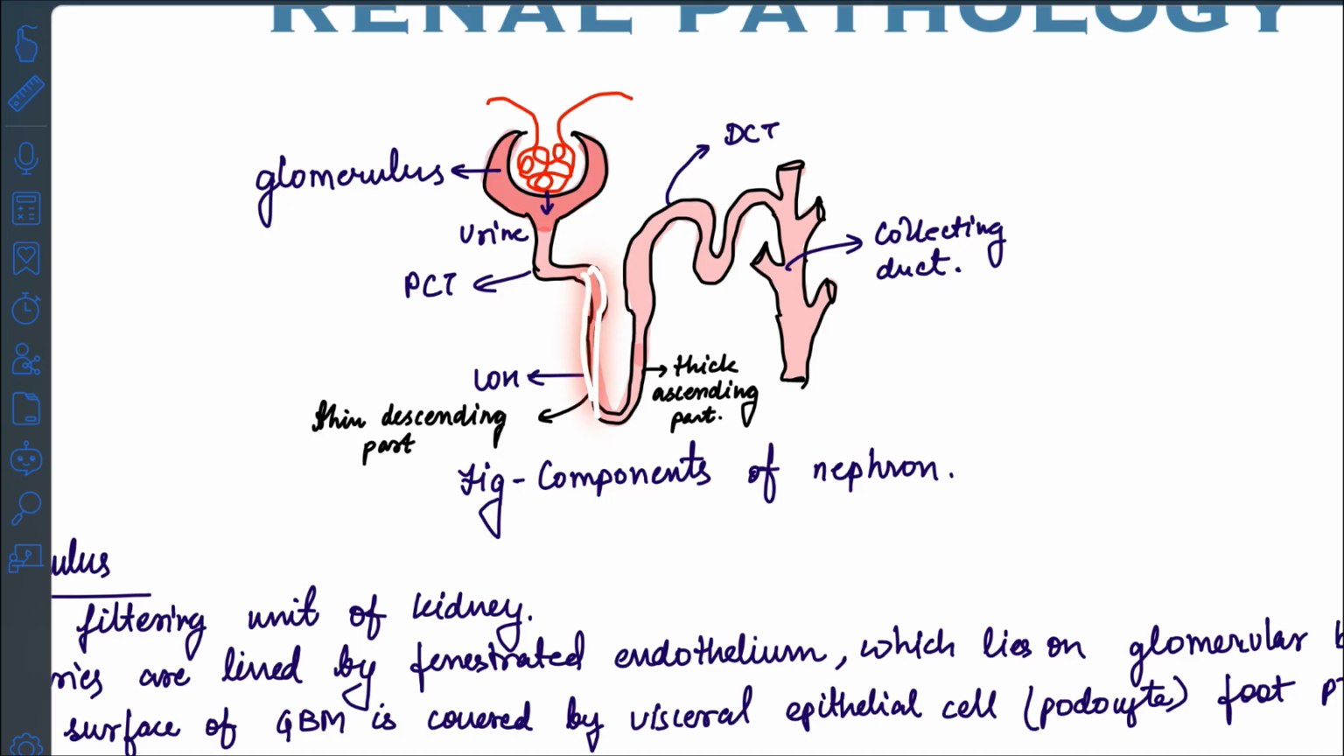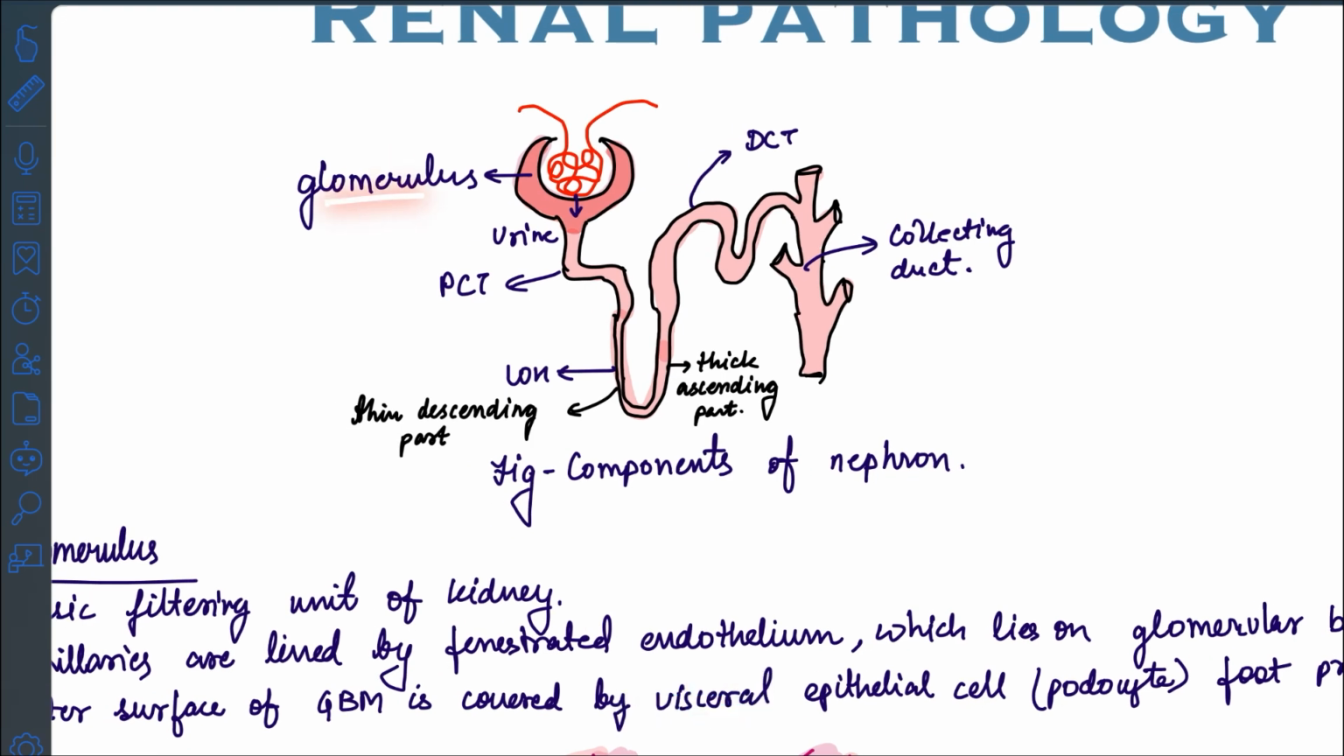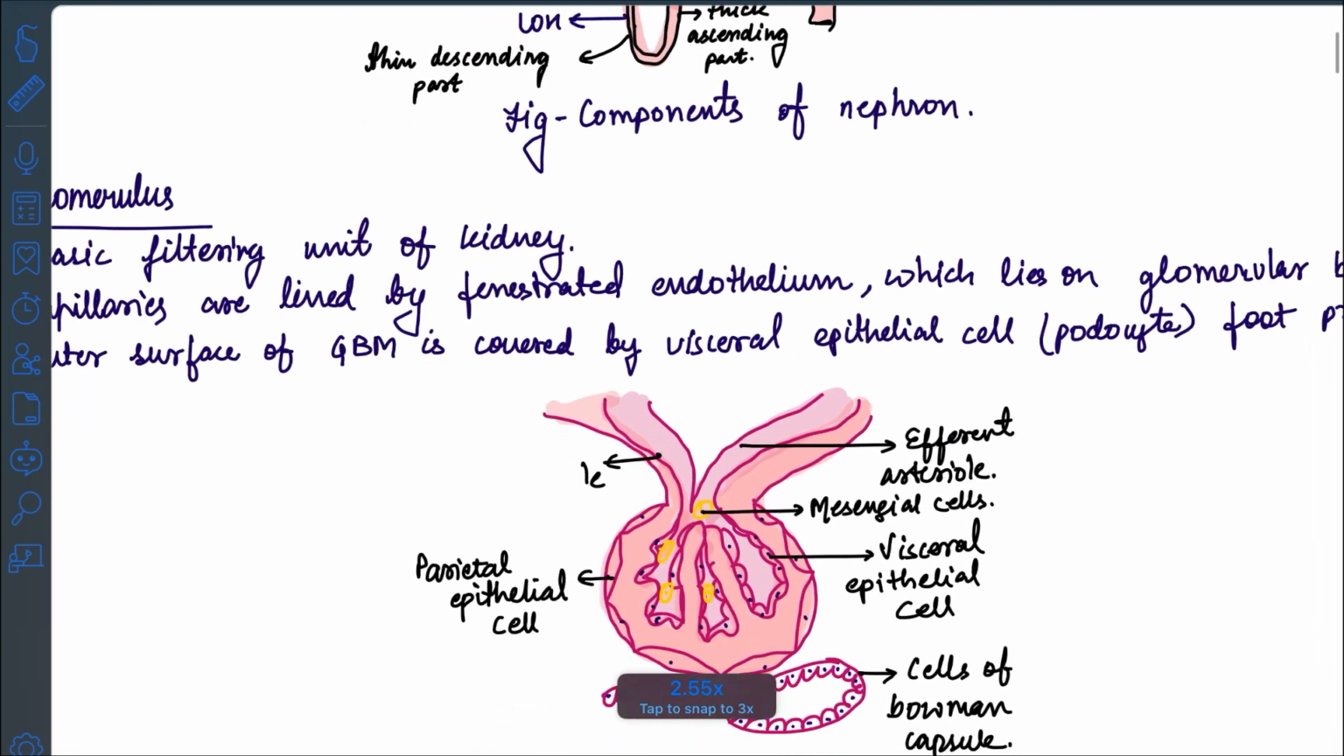Proximal convoluted tubules further continue as loop of Henle. Loop of Henle has 2 parts. There is thin descending part and then there is thick ascending part. After that you will see distal convoluted tubule, and many DCTs drain into one duct, which is known as the collecting duct. So one by one we'll talk a bit about glomerulus and each of the components.